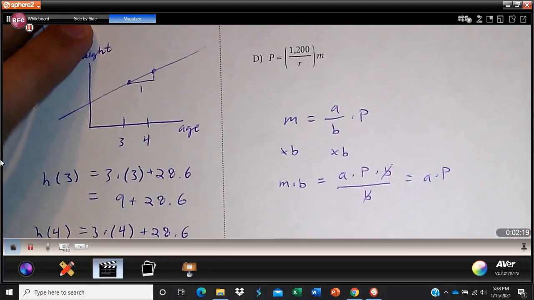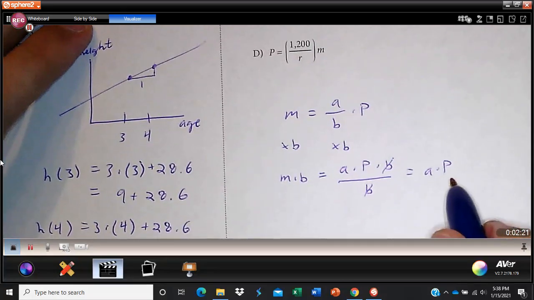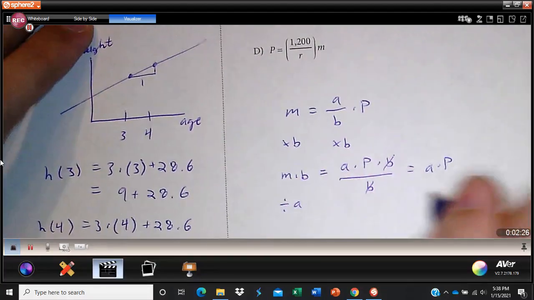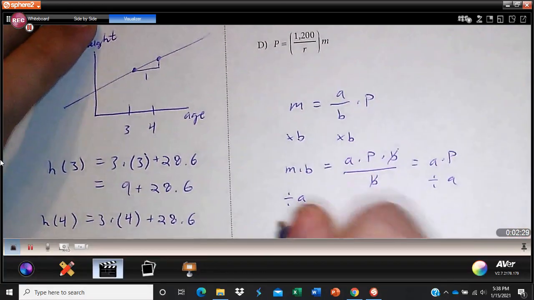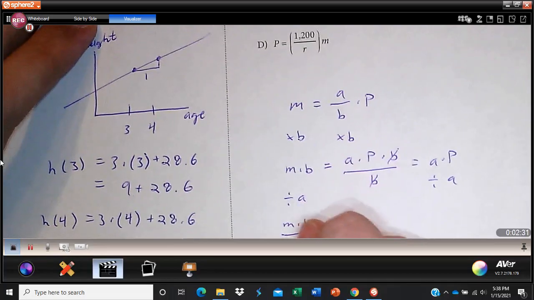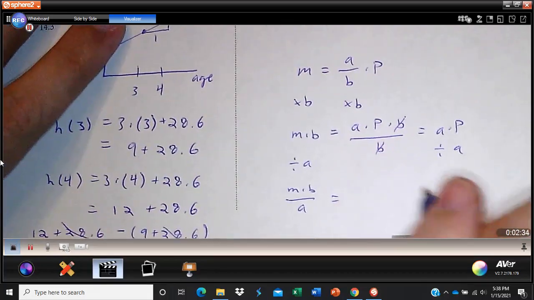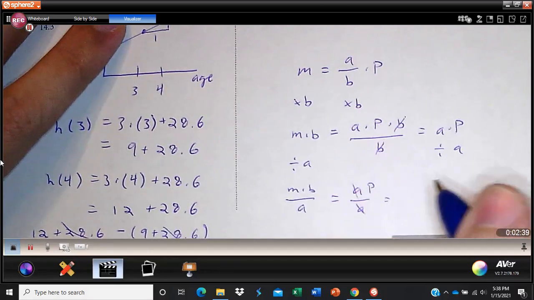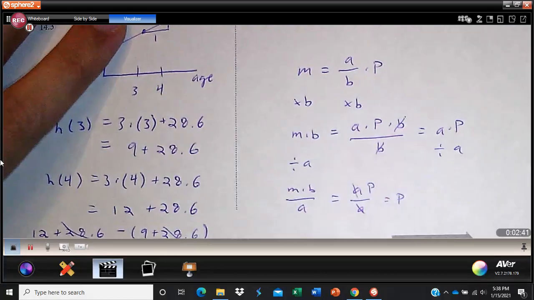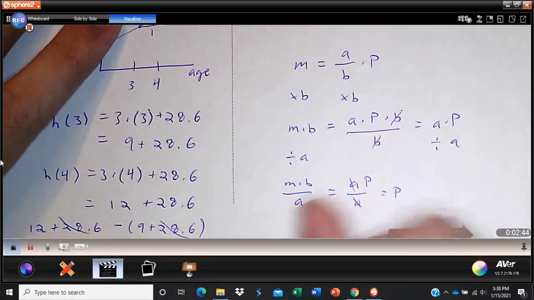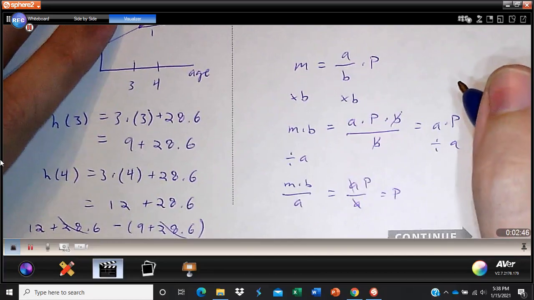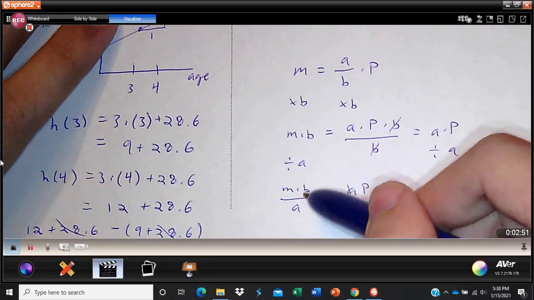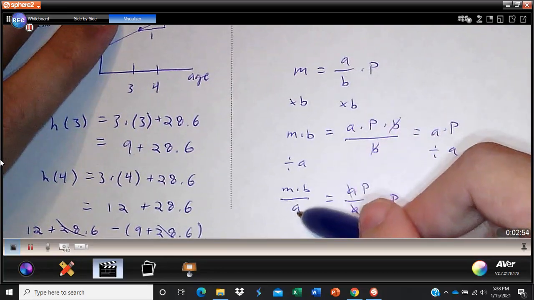times p. And now I want to isolate p again, so it's being multiplied by a, so I have to undo that. So I'm going to divide both sides by a. So I'm going to get m times b over a is equal to a times p over a, which is going to cancel out, which is exactly what we were intending on doing. So now we have just p, and p is equal to m times b over a. And so what I noticed is the denominator became the numerator, and then the numerator became the new denominator.